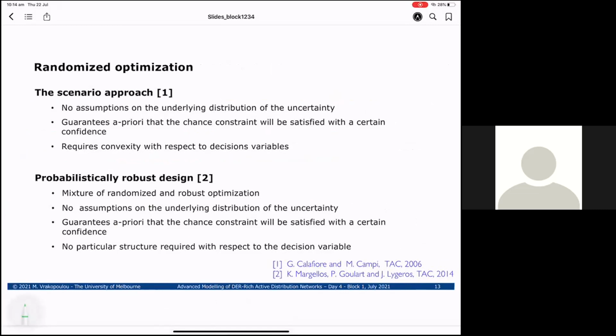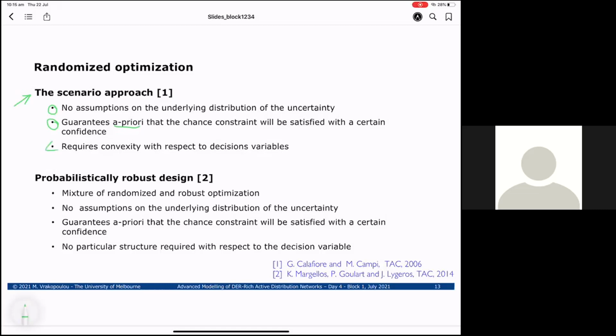Okay, the first one is the so-called scenario approach. The good thing is that there is no assumption about the underlying distribution of the uncertainty. So we don't need to assume anything. We're either going to use data or maybe constructed data as we go, based on, for example, this MCMC generator. And it can provide guarantees a priori that the chance constraint is going to be satisfied with a certain confidence.